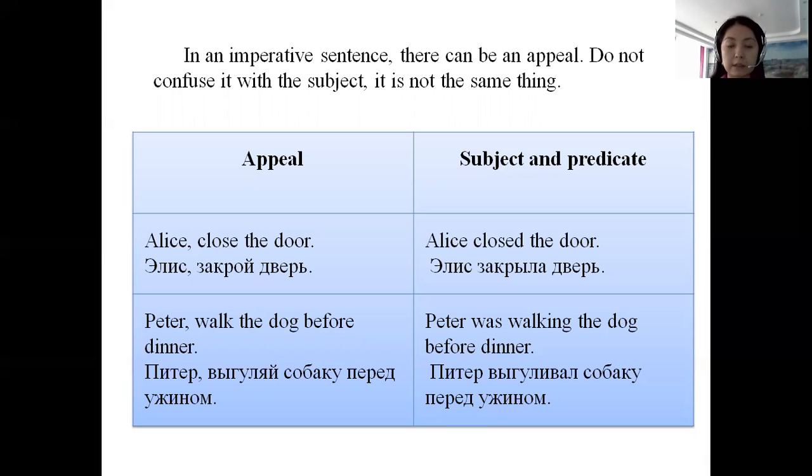Peter, it is an appeal. And next, Peter was walking the dog before dinner. Peter выгуливал собаку перед ужином. Peter, subject, was walking, predicate. Okay, we understand, yes, the difference between appeal and subject and predicate.